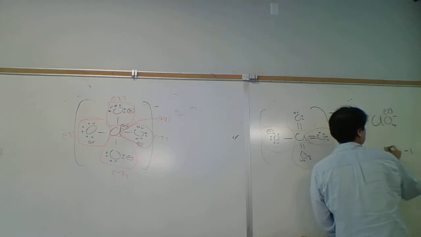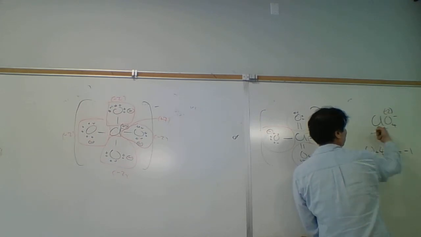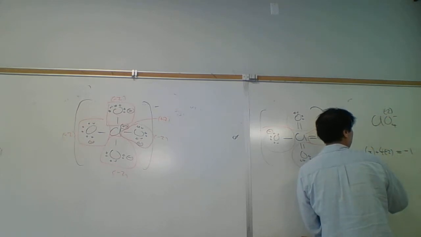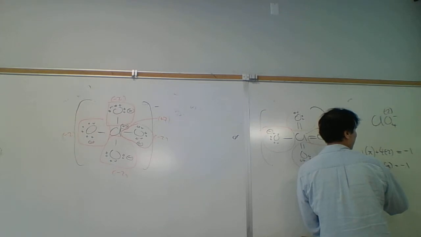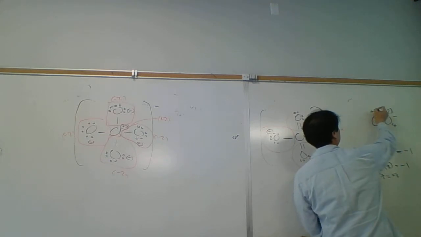So we have 4 at -2, so 4 times -2 plus 1 times x, because we only have 1 chlorine. 1 times x plus 4 times -2 has to equal -1. So that means x plus -8 is equal to -1. Then solve for x by adding 8 to both sides. So x is equal to 8 plus -1, which gives us +7. So x is equal to +7.